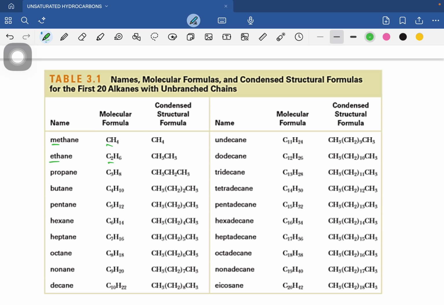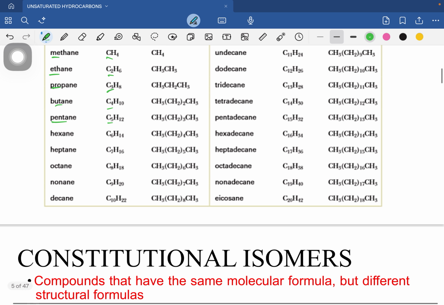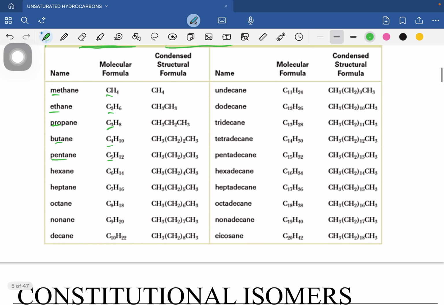Et naman, guys, these are actually called your prefixes. Et refers to 2 carbons present in the formula. 3 carbon for propane, butane for 4 carbon organic compound, pentane for a 5 carbon organic compound, and so on and so forth. So these are actually the names for the first 20 alkanes with unbranched chains.